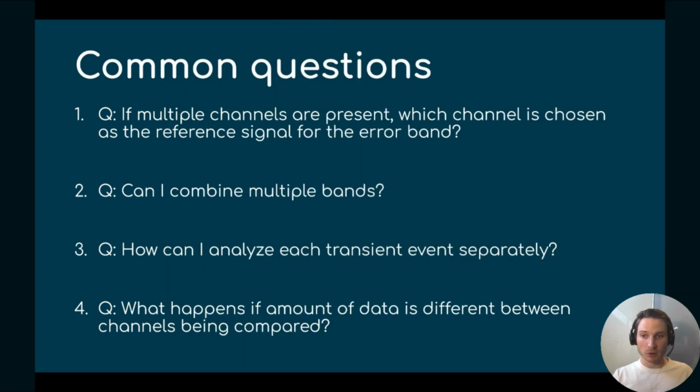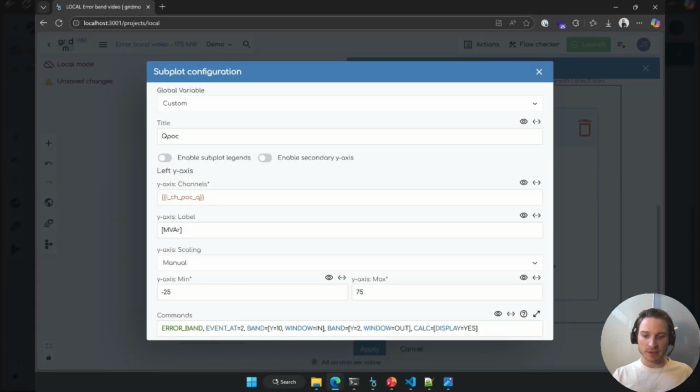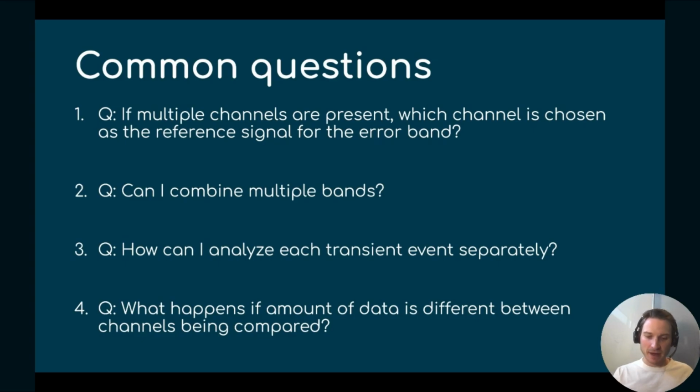Can I combine multiple bands? Yes. As we've seen in the previous example, you can have multiple bands in the error band command argument. The bands can have the same logic, like here in the example, there are 2 vertical offsets, or they can have different logic. And you can also specify where that band applies: inside transient windows, outside transient windows, or for all the data.